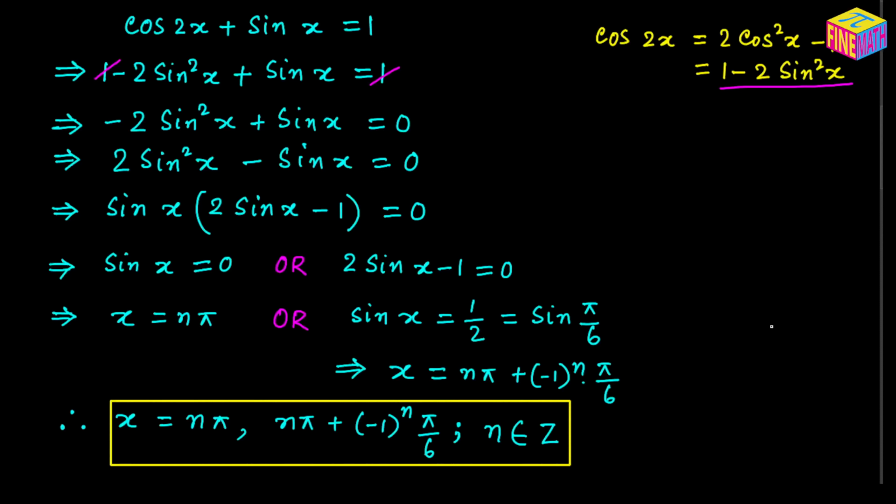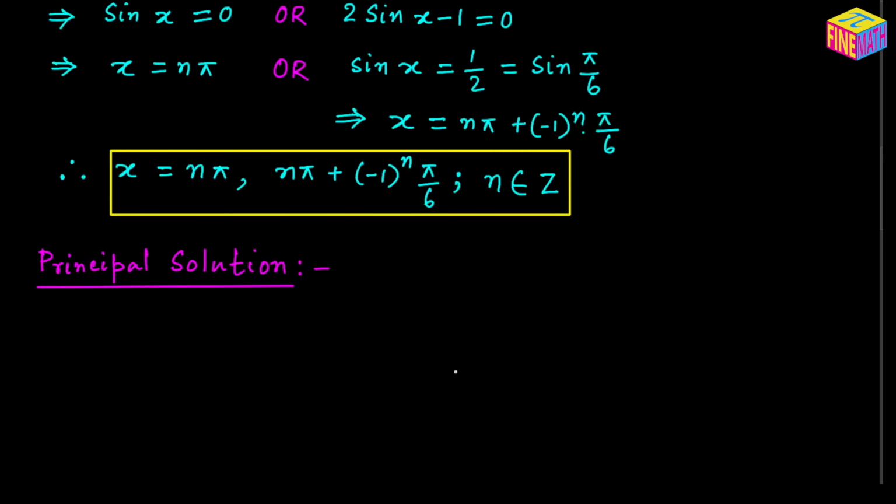Now if we have to find principal solutions, let's see how that looks. When we say principal solution, that means we are talking about the interval 0 to 2 pi. So x is greater than or equal to 0 and less than 2 pi, or using the interval notation we can say x belongs to the interval [0, 2 pi), where 0 is included in the interval, 2 pi is not included.